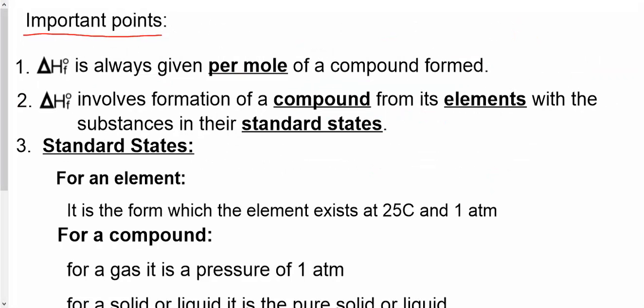So, important points to remember about standard enthalpies of formation. First, the delta H°f is always given per mole of a compound. So it'll be given in kilojoules per mole for formation of 1 mole of that compound. Second, delta H°f involves formation of a compound from its elements with the substances in their standard states. What are standard states for elements and for compounds? That's number 3.